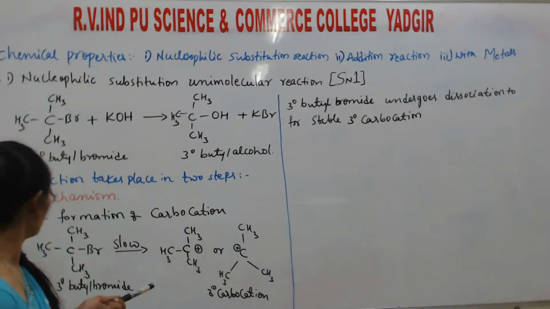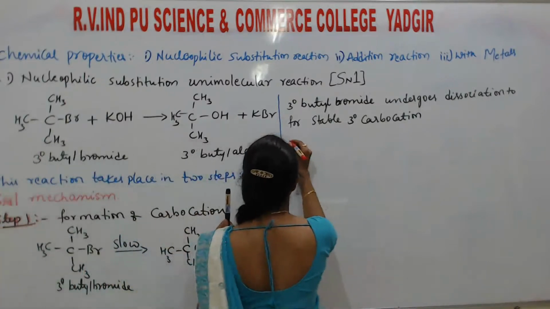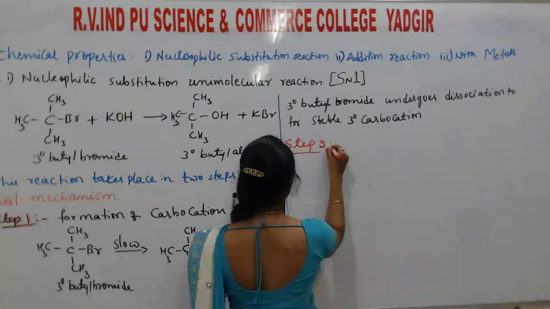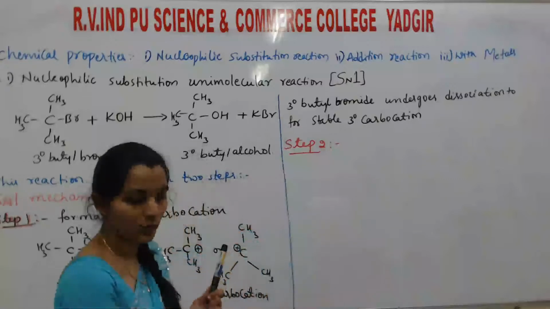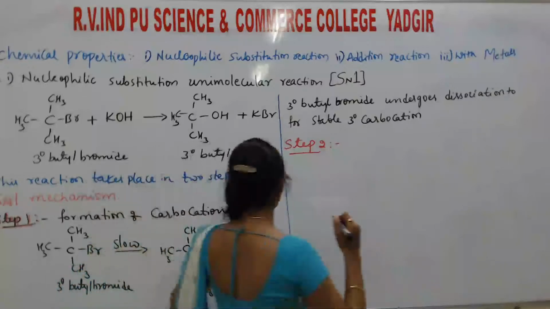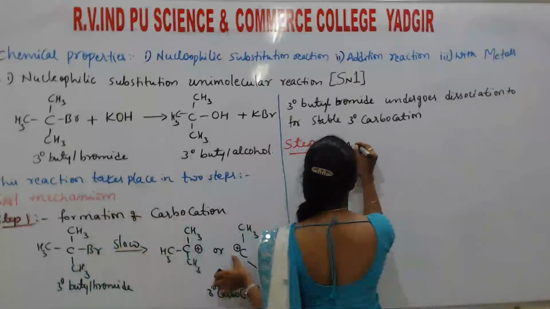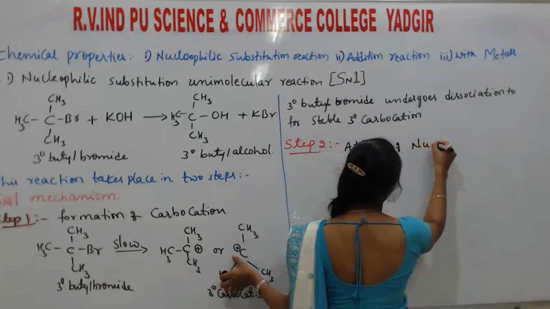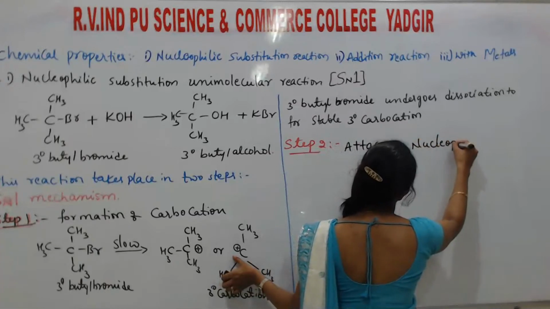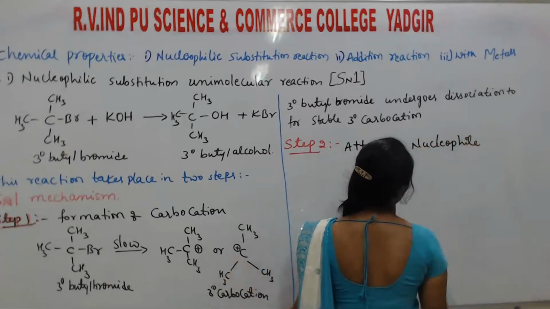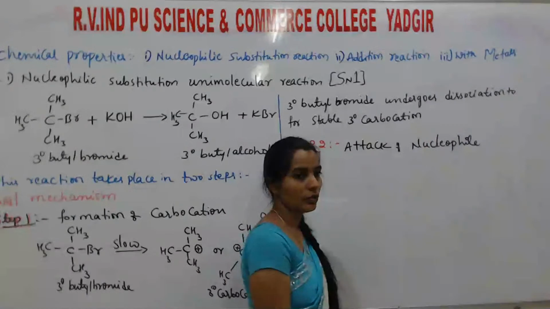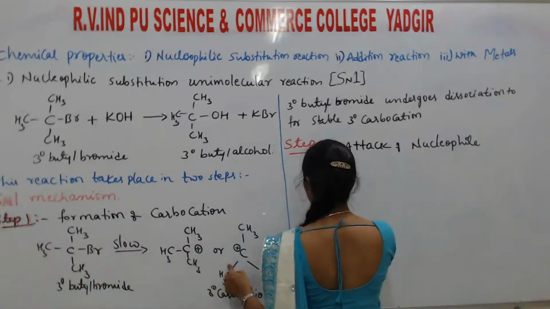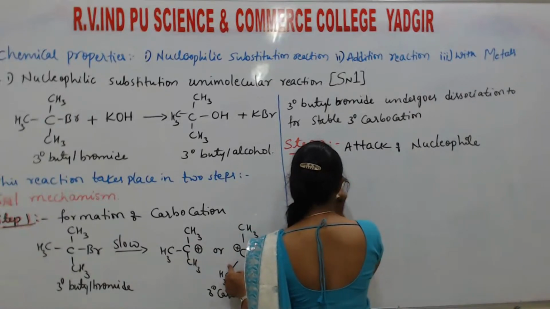Okay, so next one is step 2. What is that step 2? Here the carbocation is formed, so the attack of nucleophile. Attack of nucleophile. So consider either this or this. I will take the first one.